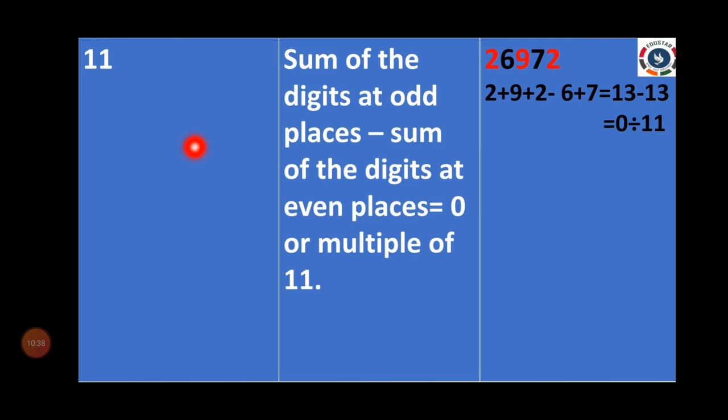Then 11. The sum of the digits at odd places minus the sum of the digits at even places is equal to 0 or a multiple of 11. Here the example is given with the red colored digits 2, 9, 2. These 3 red values are at odd places and the 6 and 7 are at even places. So first add the red color values alone, you will get 13, and the second and fourth values you add, you will get 13. So you are getting 0 as the answer, so it is divisible by 11.